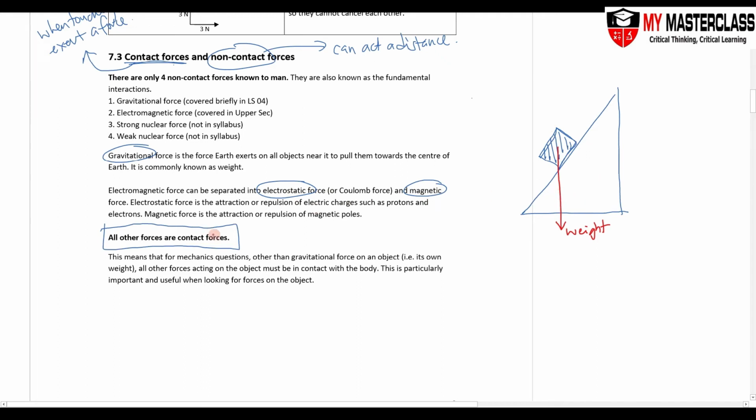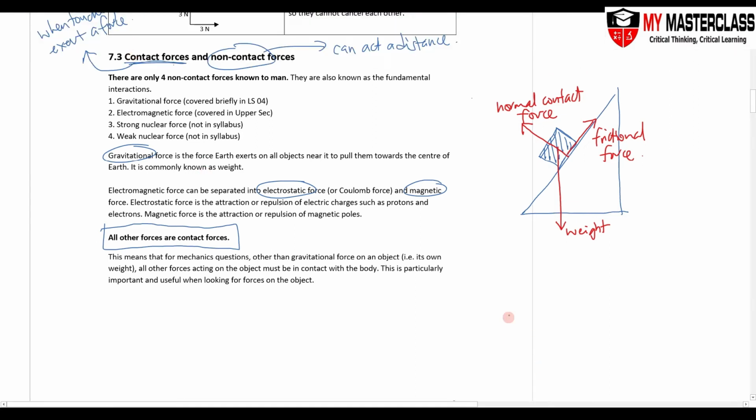The rest must be contact forces. So what is my box in contact with? It is in contact with the ramp. The ramp will exert a force called the normal contact force. This normal contact force prevents the box from going into the ramp. And on the surface between the box and the ramp exists friction, or frictional force. Is there anything else that the box is touching? No, nothing already. So I'm done with my forces diagram.